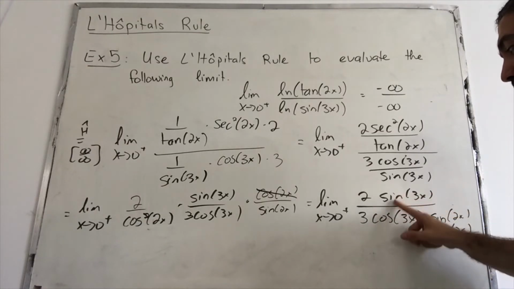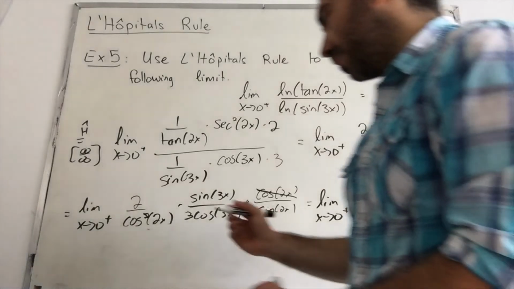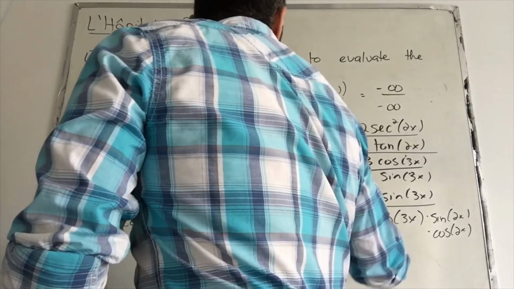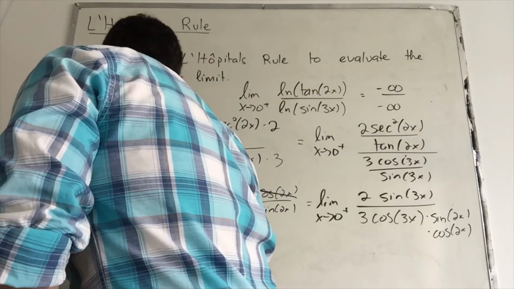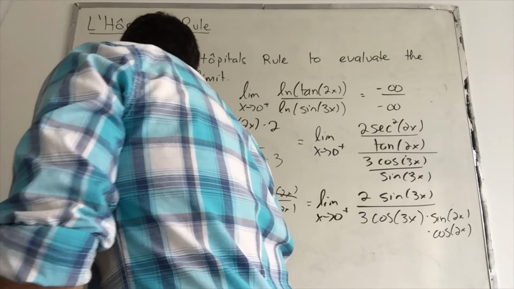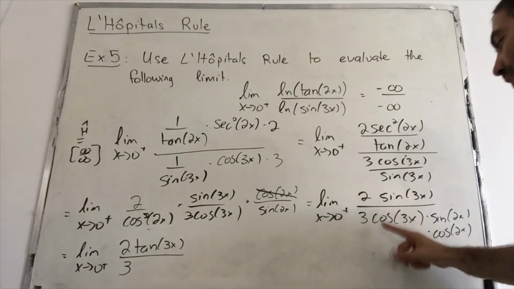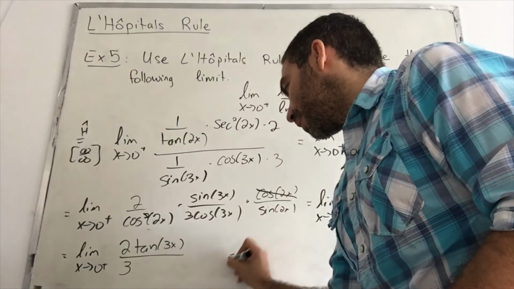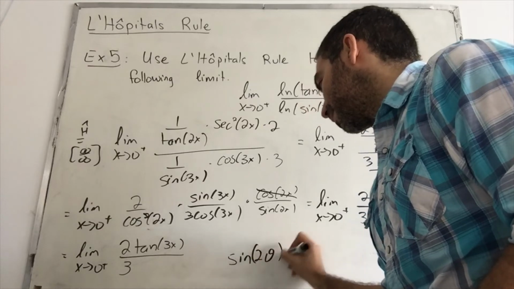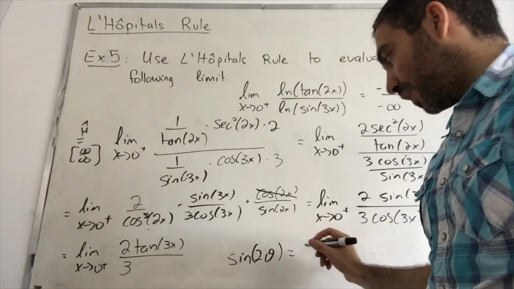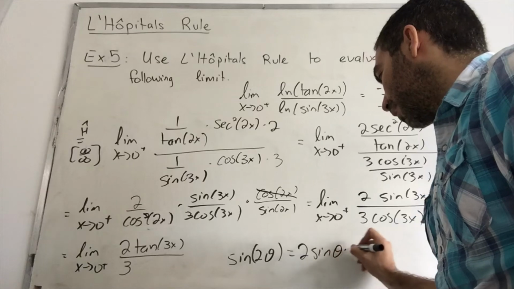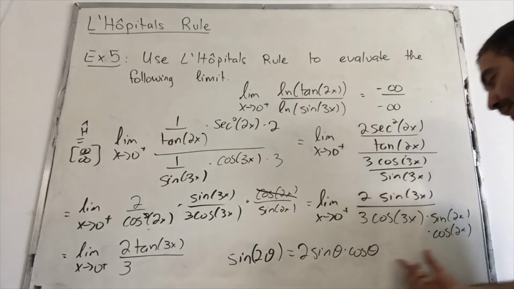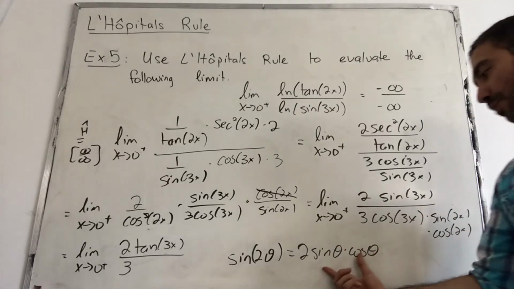So first of all, sine over cos is tan. So we have 2 tan of 3x over 3. Yeah, so this is equal to tan. And here we have a property that we have to use. So the property that we're using is sine of 2 theta is equal to 2 sine theta times cos theta. Okay. Using this argument over here, we have sine of 2x times cos of 2x. That's what we have here.